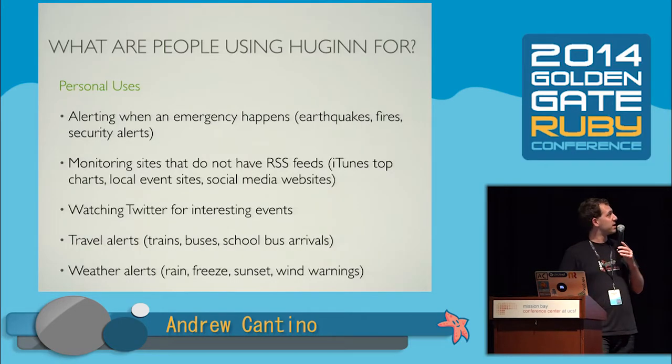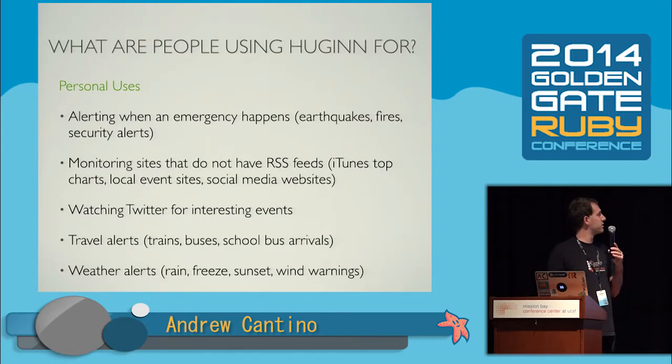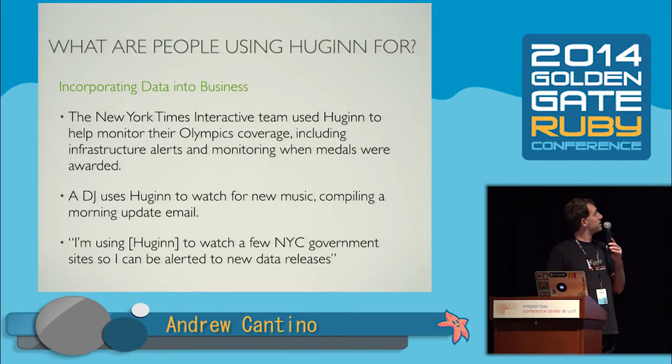So some ways that people are using Huginn. Alerting when there's an emergency, sending you a text or an email, monitoring sites that don't have RSS feeds, monitoring local events, monitoring music venues, searching Twitter, travel alerts, weather alerts. It's also used in business. It was super cool. The New York Times interactive team used it to monitor some of their Olympic coverage, both for some infrastructure monitoring and also to check whether their system was emitting the right alerts when medals were awarded.